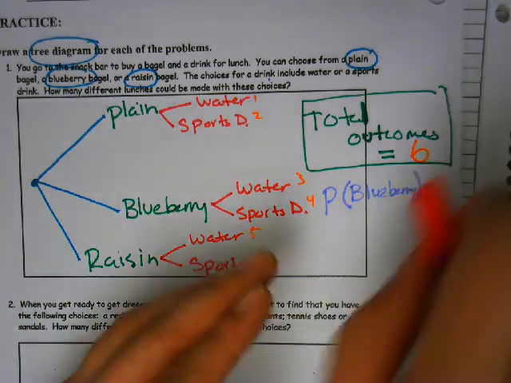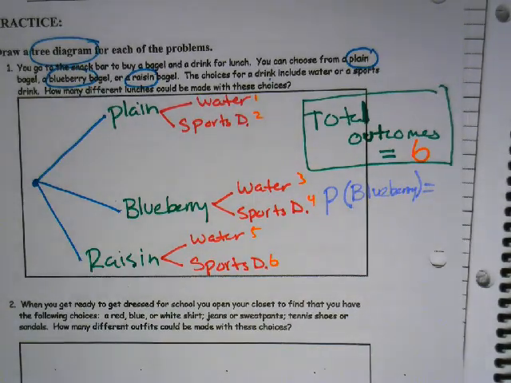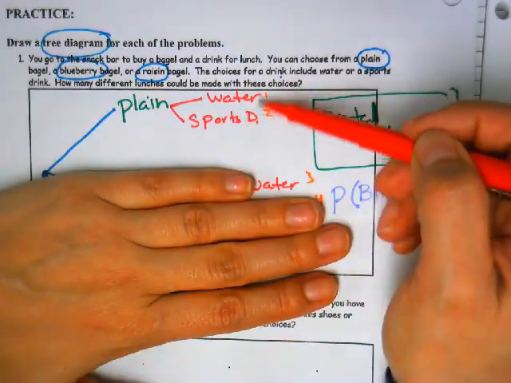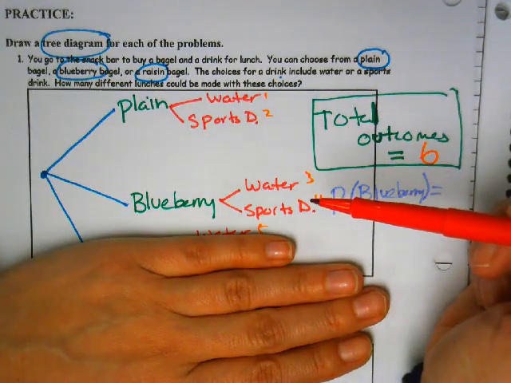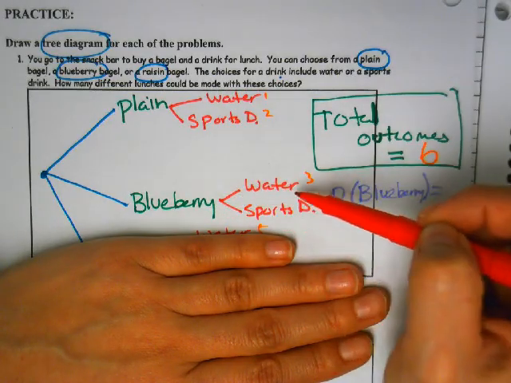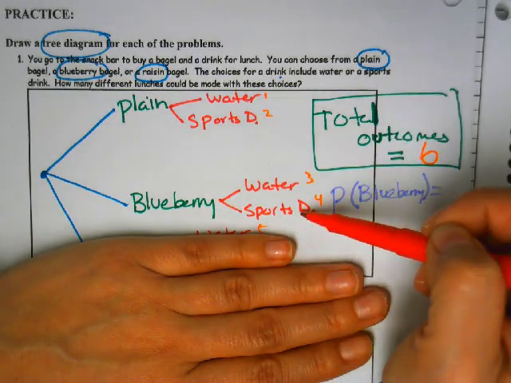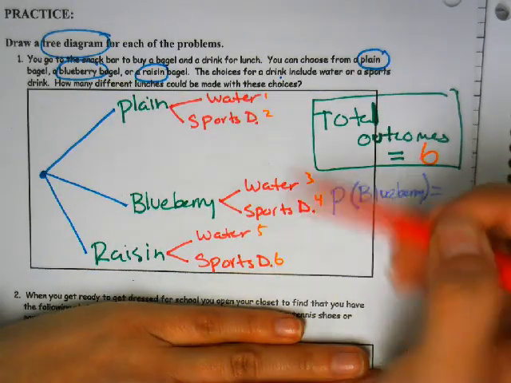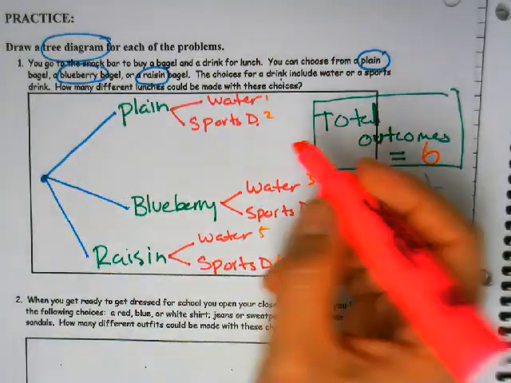Your answer is correct with 2. The answer is 2. So, do any of these have blueberry? Nope. Any of these have blueberry? Yes. How many? 2. This guy. What did this guy order? A blueberry with water. And this guy ordered a blueberry with a sports drink. Any blueberries down here? No. So, these 2 right here include a blueberry.